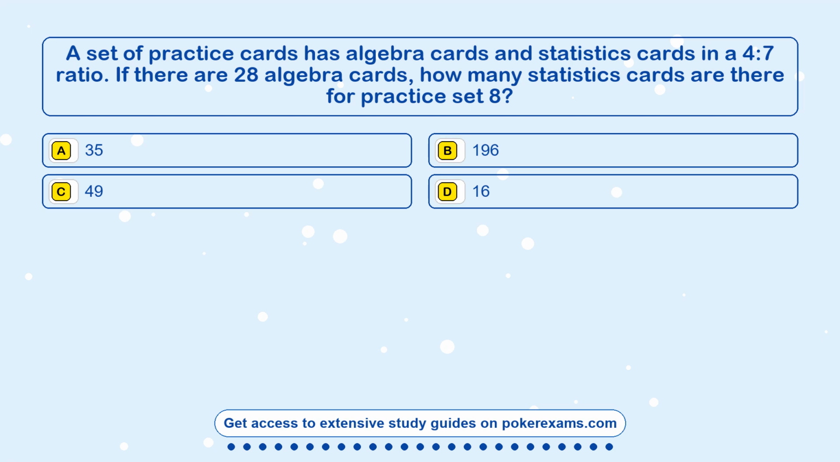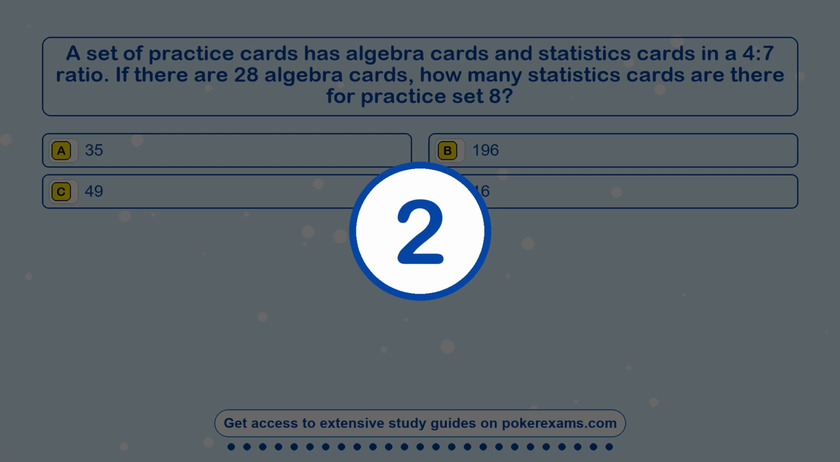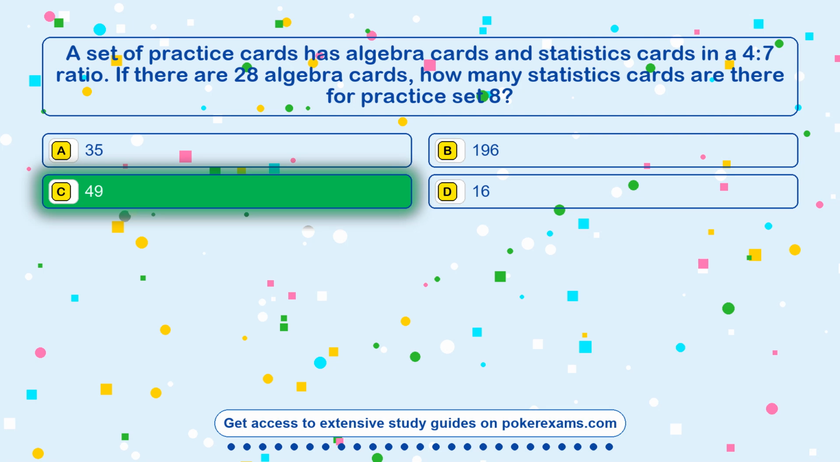Question 4. A set of practice cards has algebra cards and statistics cards in a 4:7 ratio. If there are 28 algebra cards, how many statistics cards are there for practice set 8? Option A 35. Option B 196. Option C 49. Option D 16. The correct answer is option C, 49.